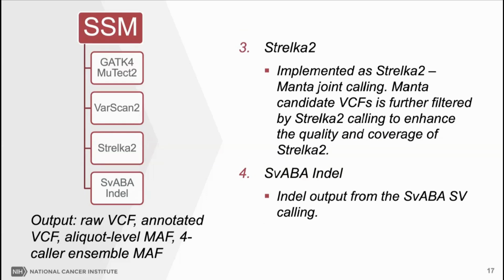The third caller is Strelka 2. That's a tool developed by Illumina. As mentioned earlier, we use it in joint calling mode with Manta. Manta generates a large candidate VCF that is fed as input to Strelka 2. So Strelka 2 not only calls variants from the BAM directly, it also filters down the Manta candidate VCF, which results in a higher quality call set in the Strelka 2 output.